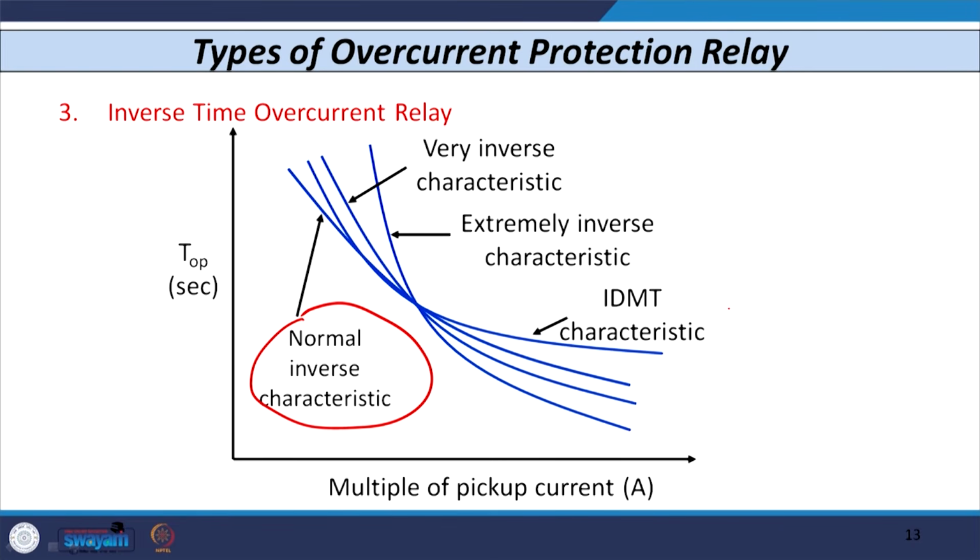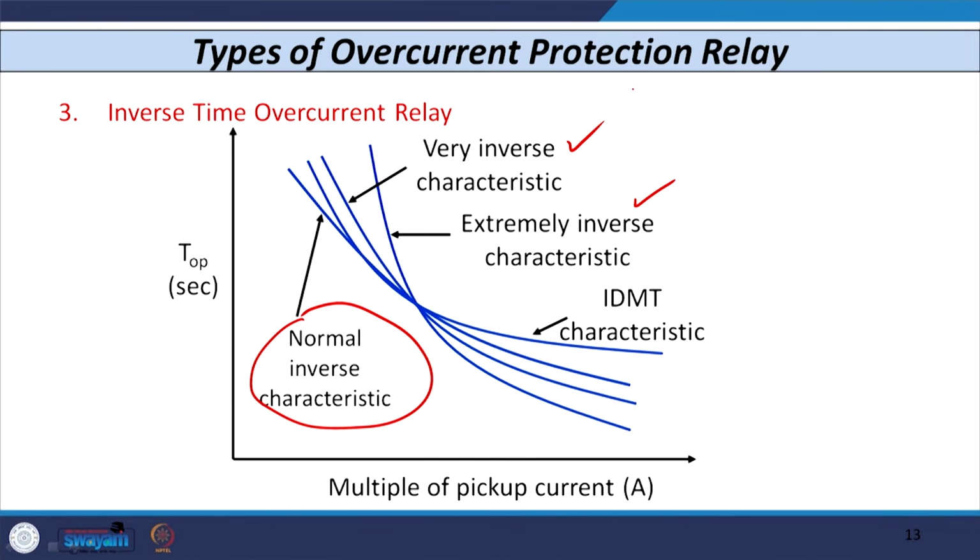So, inverse time overcurrent relay with very inverse characteristic and inverse time overcurrent relay with extremely inverse characteristic. You can see these two characteristics I have shown, where the curve becomes steeper and steeper. I have also shown another type of characteristic, that is the IDMT characteristic, in which the relay is known as inverse definite minimum time relay.